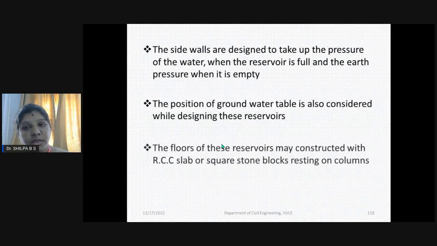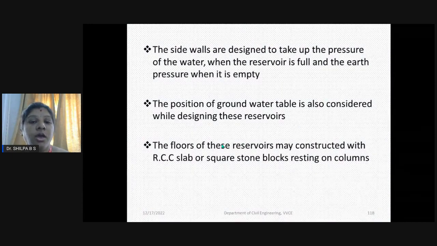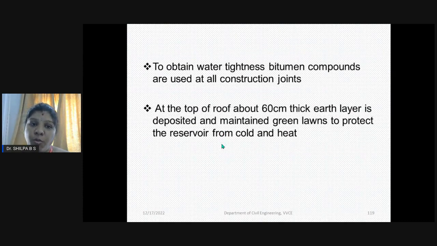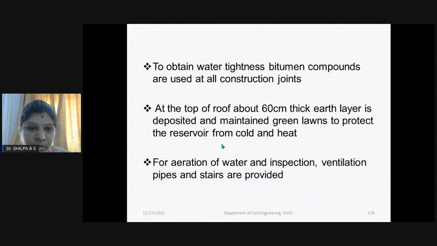So side walls are designed to take up the pressure of the water, and the position of the groundwater table is also considered while designing these reservoirs. The floor of these reservoirs may be constructed with RCC slabs. To obtain water tightness, bituminous compound is used in all the construction joints, and on top of the roof, about 60 centimeter thick earth layer is deposited and green grass is maintained to protect the reservoir from the cold, or to maintain the temperature within the reservoir, we can say.